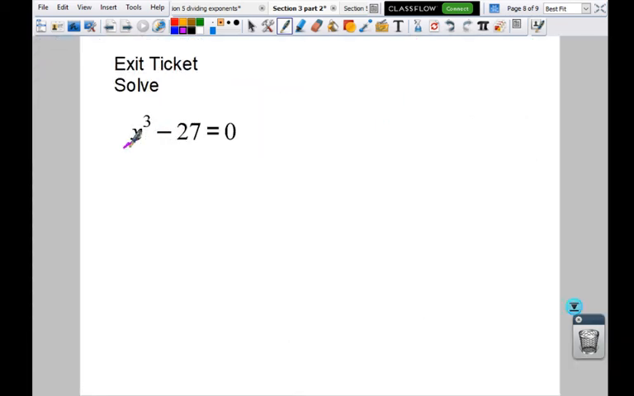Alright, let me make up something here for your exit ticket. No, we haven't learned that one yet. That's the difference of cubes, which we didn't learn. Well then, let's just make it x squared minus 25. Make it easy.